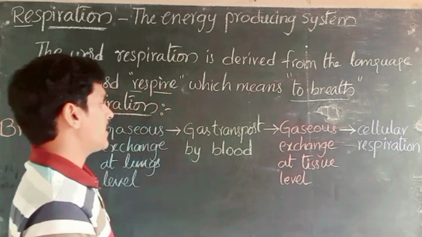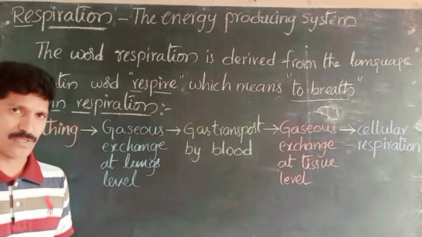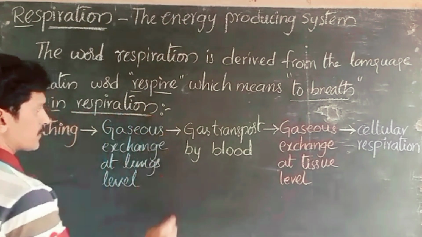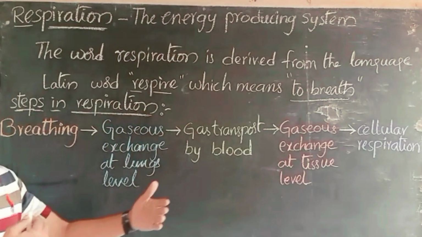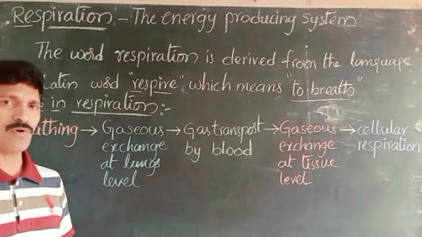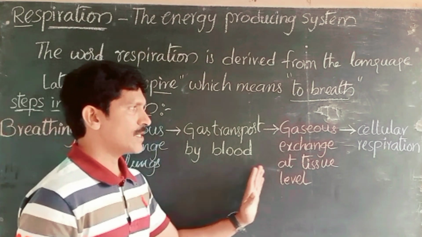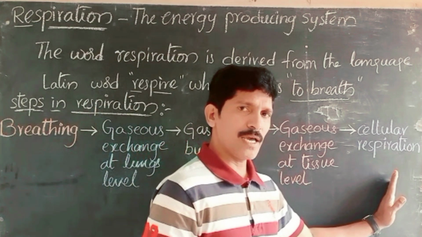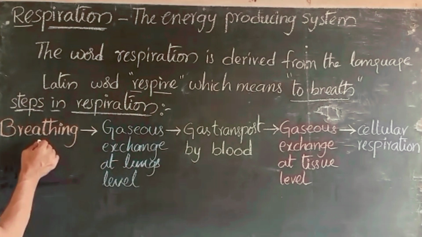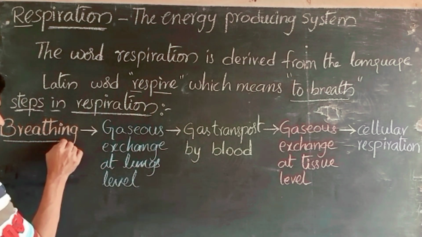Right? Okay, and here, what is respiration and what are the steps involved in respiration. You see here, steps in respiration. Respiration is a long process which takes place by many steps. Here there are 1, 2, 3, 4, 5 steps for the complete respiration to be done. What happens in the first step? The first step is breathing.